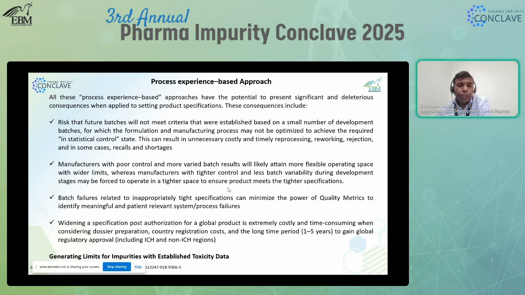A manufacturer with poor controls and more varied batch results will likely attain a more flexible operating space with wider limits. Batch failure is related to inappropriately tight specification; sometimes we become overconscious and over-tighten the limits, and that also becomes a failure in systems and processes. And widening the specification post authorization for a global product, we know how time consuming and cost consuming that is. Generating limits for impurities with established toxicity data also sometimes helps when we know the anticipation of some impurities.